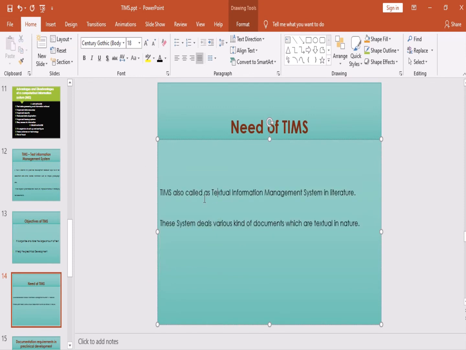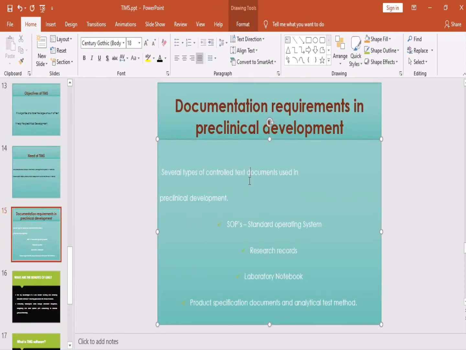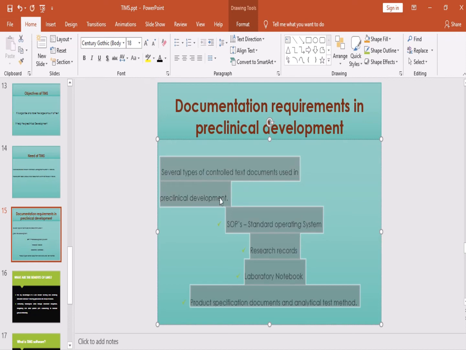So it is also called a textual information management system in the literature. This system deals with various kinds of documents which are textual in nature. So for this, TIMS has been used. And documentation requirements in preclinical development, this is what I mentioned in the previous slides.